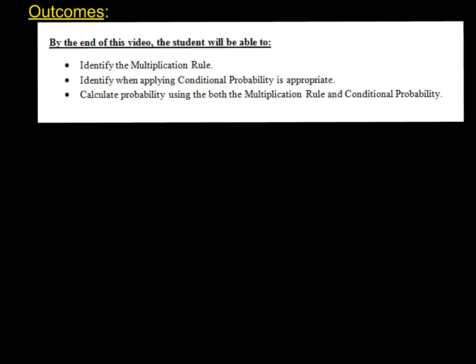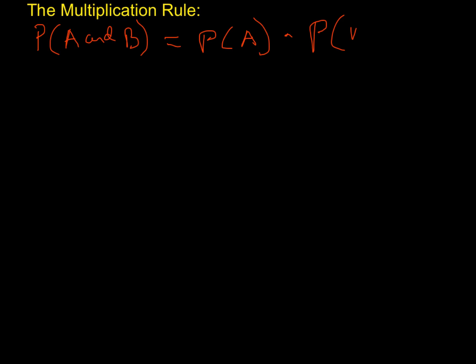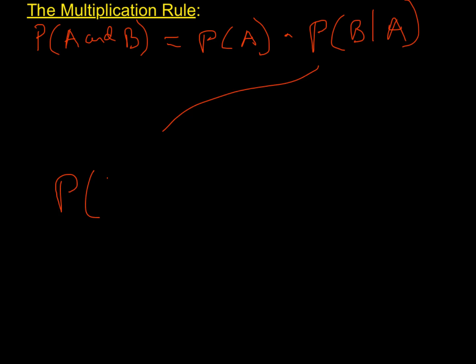and when applying it is appropriate, and then we're going to calculate some examples using both the multiplication rule and conditional probability. So the multiplication rule states, very formally, that the probability of A and B is equal to the probability of A times the probability of B given that A occurred. And just to make a note of that, this is probability of B given that A occurred.